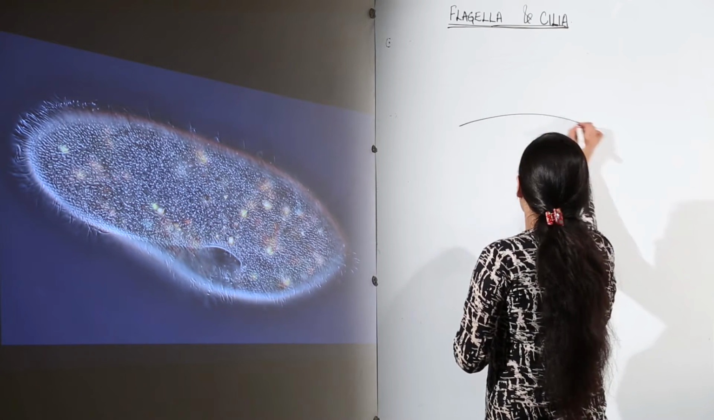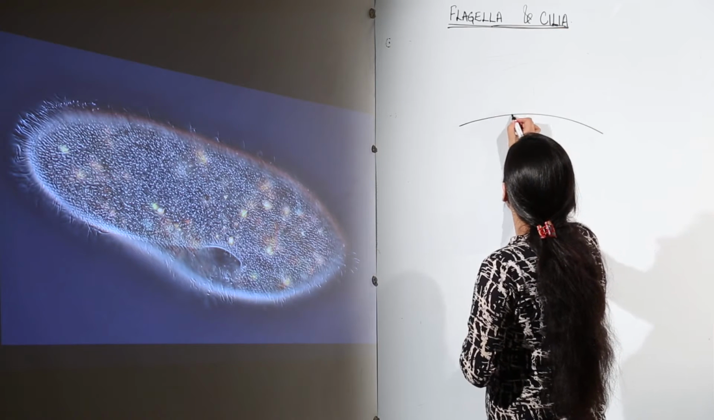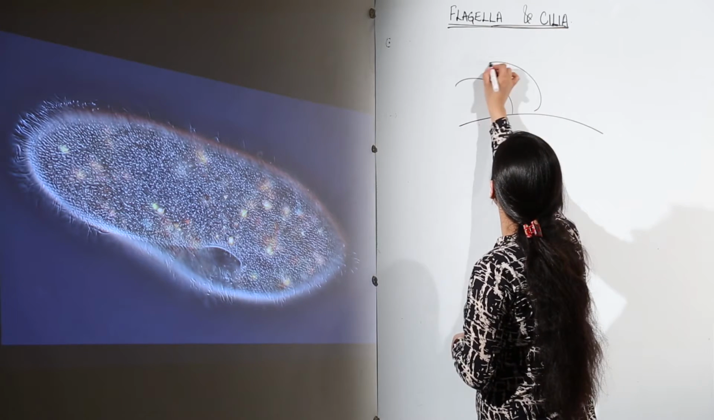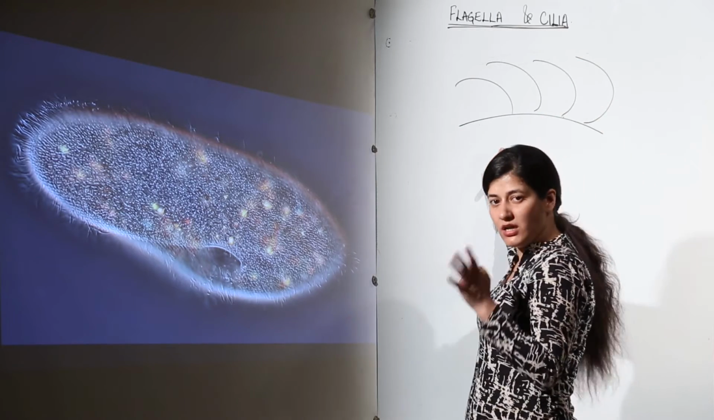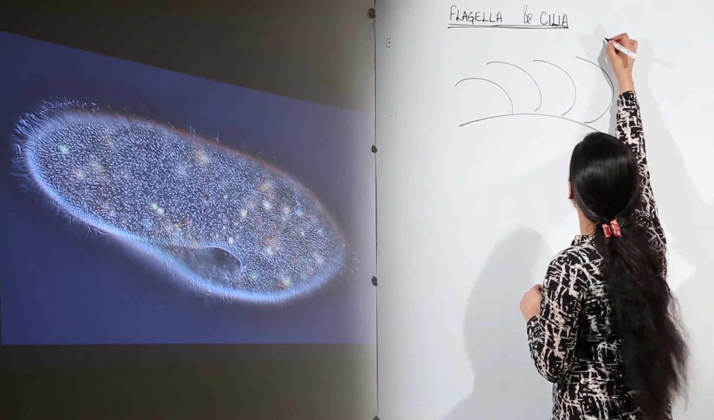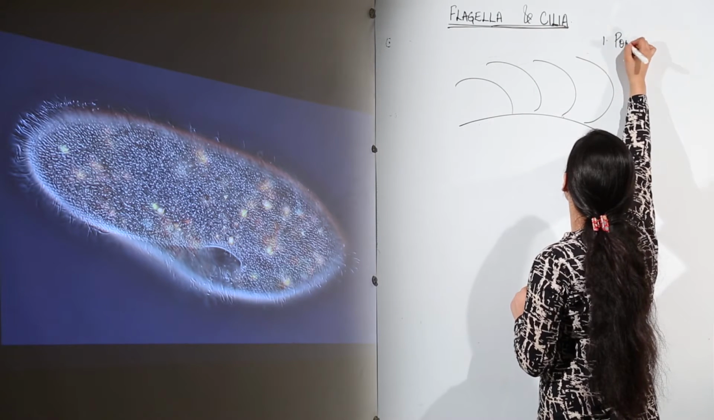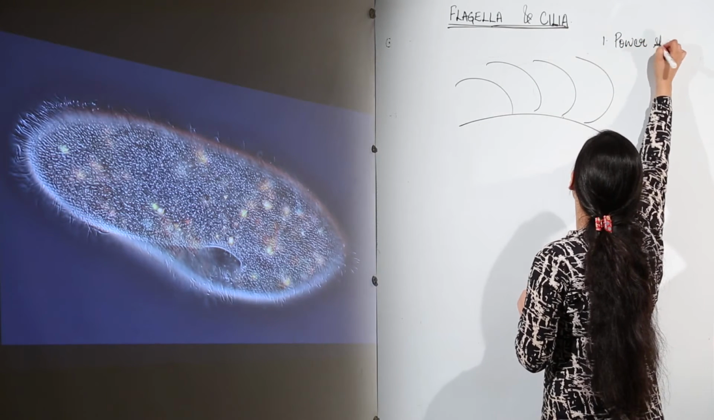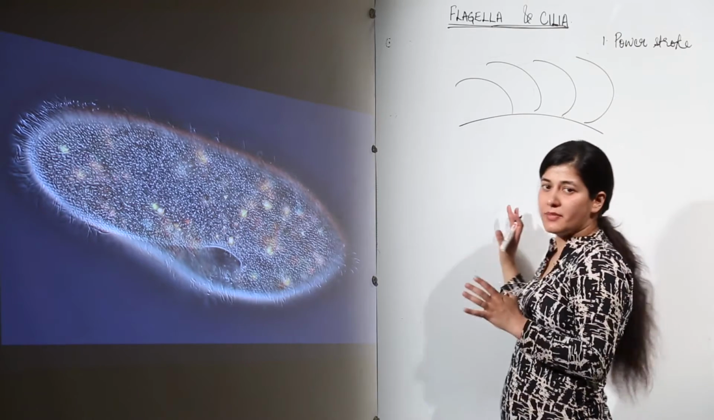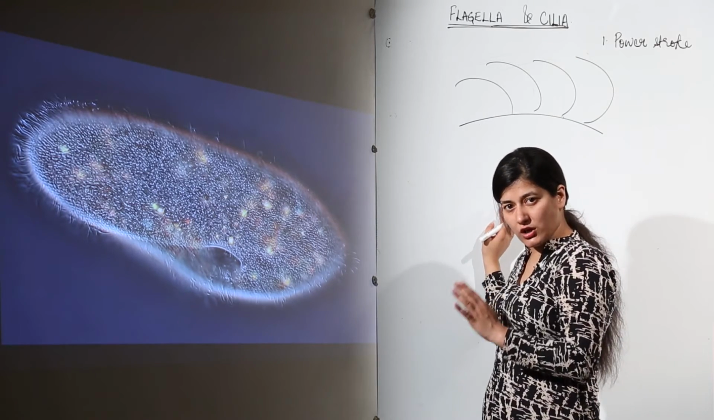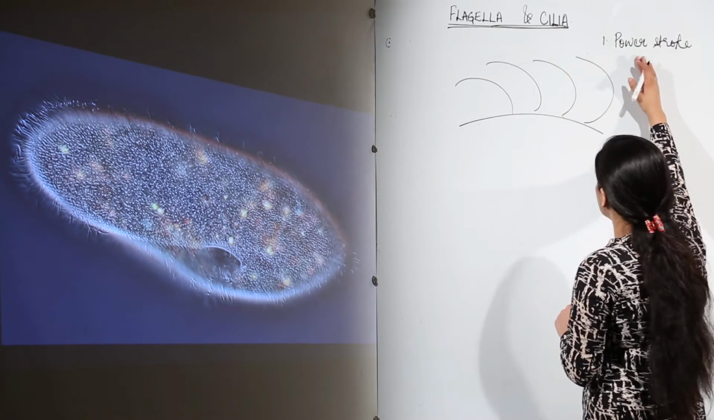Suppose this is the free surface and there are these cilia which are present. Cilia accomplish their movement in two strokes, the first one being the power stroke. The propulsion of the cell forward or backward is brought about by the oar-like functioning of the cilia. The first stroke is the power stroke.